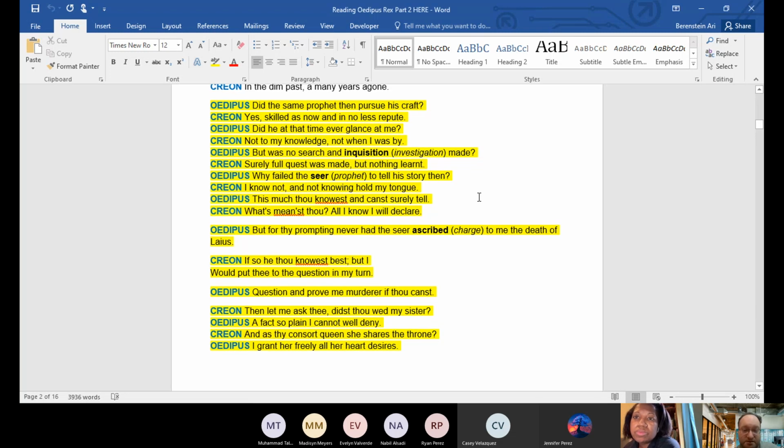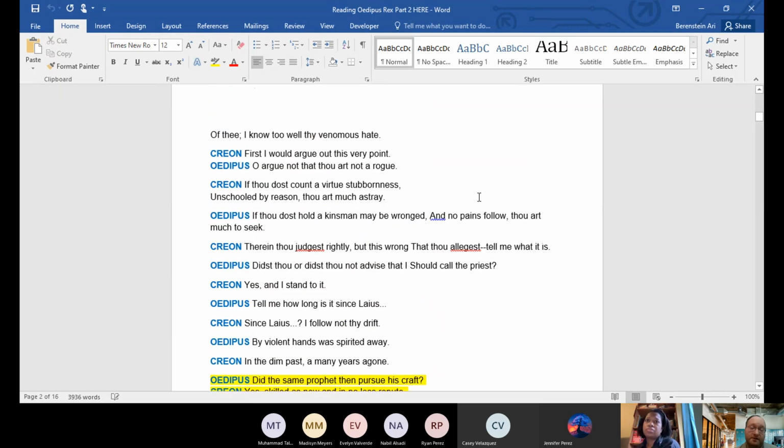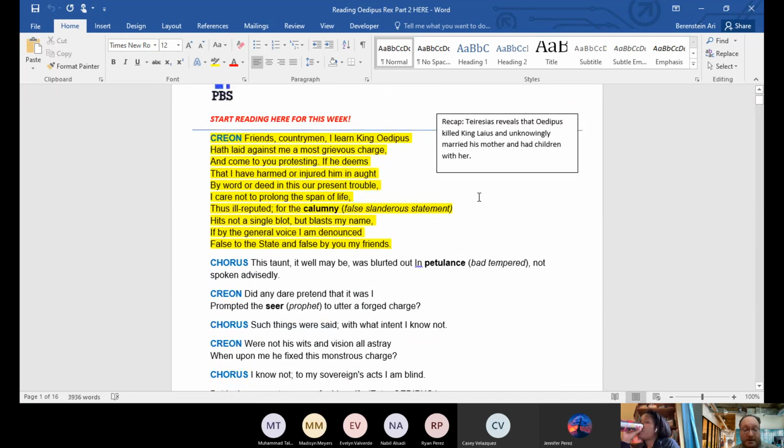Okay, just going back here. Oedipus also seems to be blaming Tiresias, the seer or prophet, for not being able to tell him a different story, for not being able to tell him that Creon has the responsibility or the power. And then going back up to the beginning of what I read, Creon feels so injured by being accused that he's basically saying, I care not to prolong the span of life. He's saying, put me to death if you really have this evidence. If you think that I'm the one responsible for the death of my dad, this is a false, slanderous statement. This is something that's not true. But if you really have the proof, just put me to death, if I'm denounced to be false to the state, if I'm an enemy of the country, of the people.